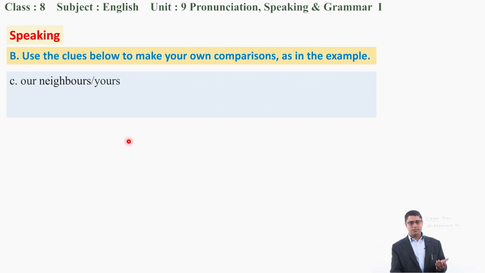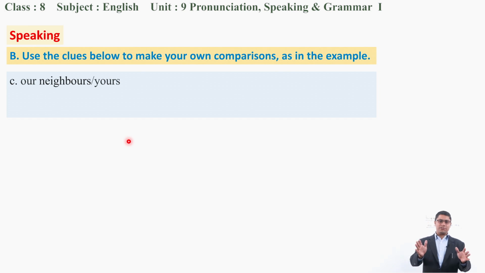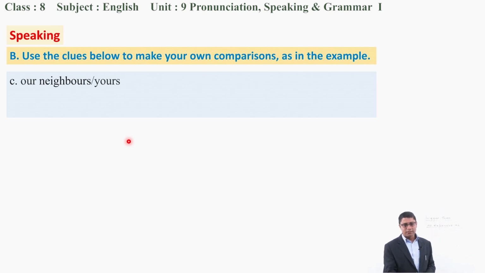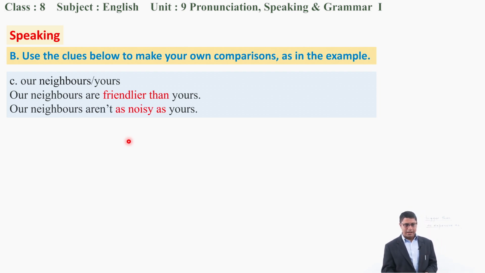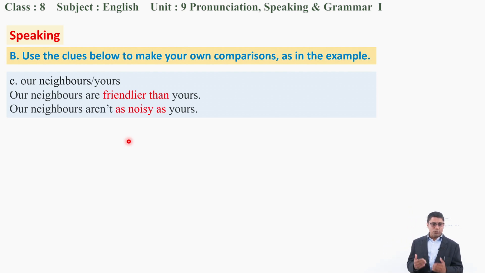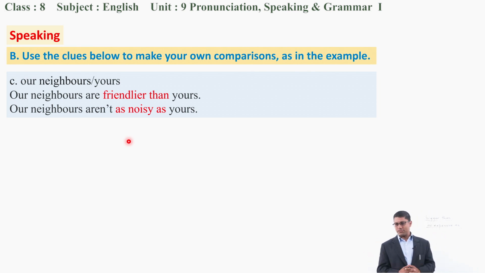Let's move on to the next. Our neighbors and yours. How are your neighbors and how are our neighbors? Can you compare between the neighbors here? Our neighbors are friendlier than yours. That's fine. Then using as, our neighbors aren't as noisy as yours.